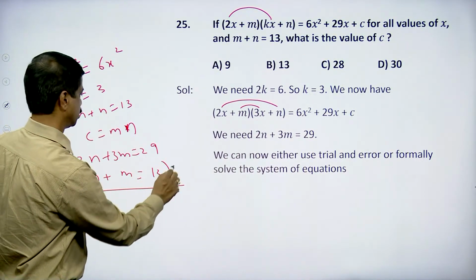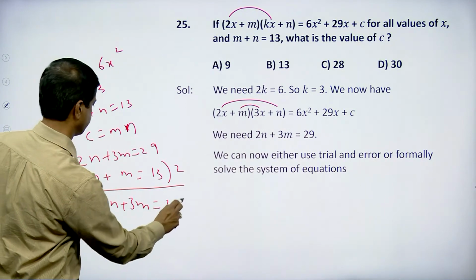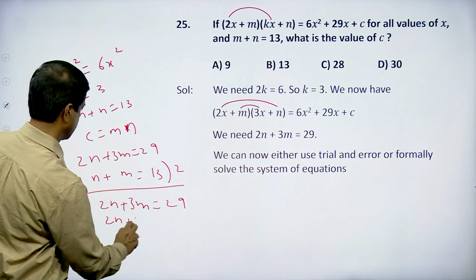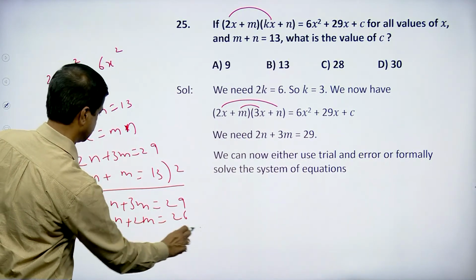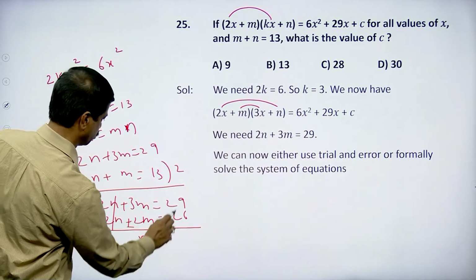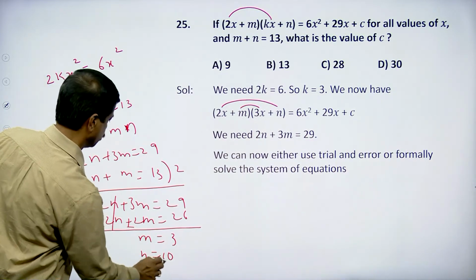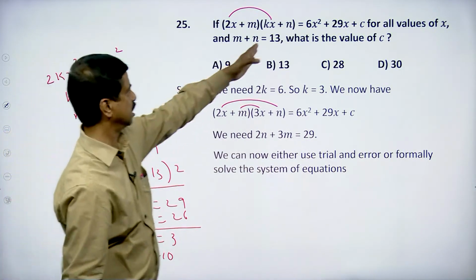So multiply the second equation by 2. You will get 2n plus 3m equal to 29, and 2n plus 2m equal to 26. On subtraction, the 2n terms cancel, and m equals 3. If m is 3, put it there, and n equals 10. You know m and n, and m plus n equal to 13 we know.